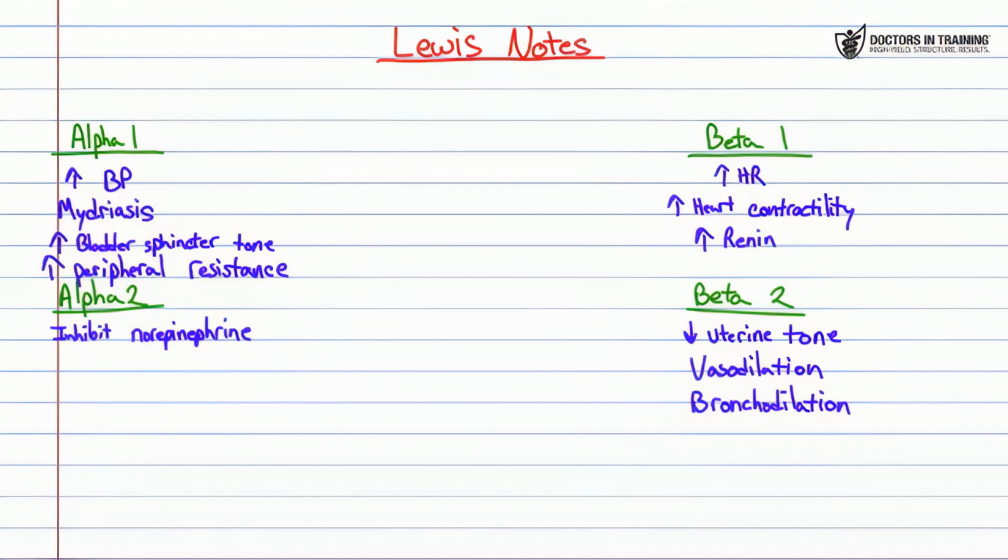All right, guys, so that's going to be it for our Lewis Notes. So next, let's talk about the sympathomimetics. A sympathomimetic is a drug that stimulates the sympathetic nervous system. However, the effect that each drug exerts is going to depend on which receptor it's going to stimulate. Now, since we just learned our receptors, we should be in good shape concerning these drugs.